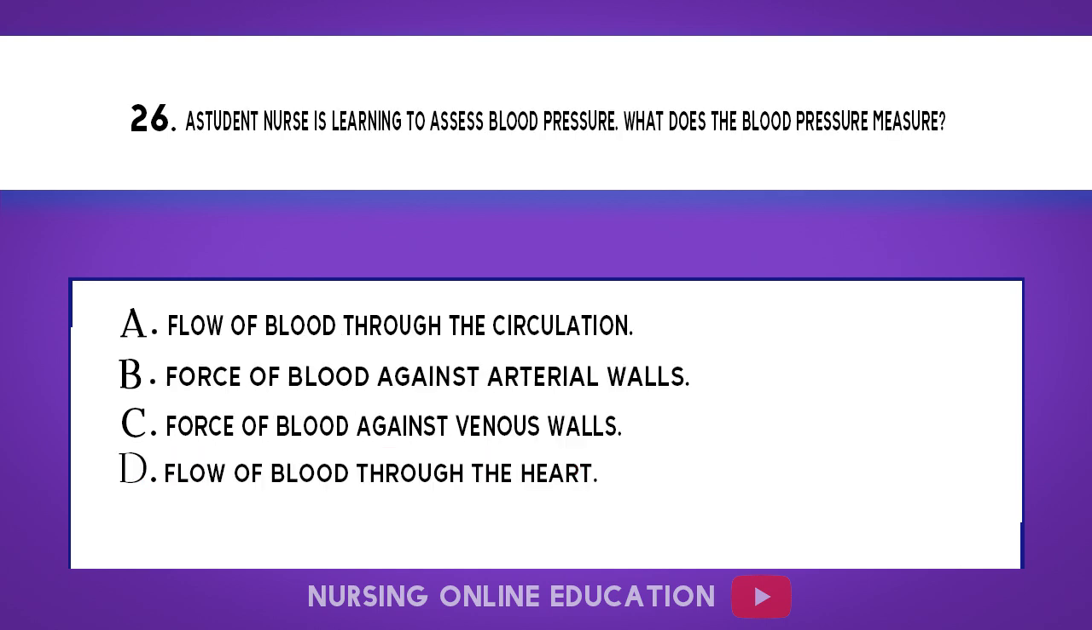26. A student nurse is learning to assess blood pressure. What does the blood pressure measure? A. Flow of blood through the circulation. B. Force of blood against arterial walls. C. Force of blood against venous walls. D. Flow of blood through the heart.